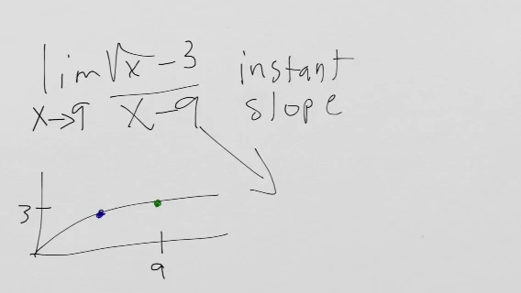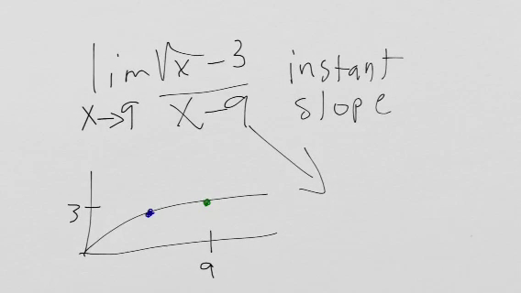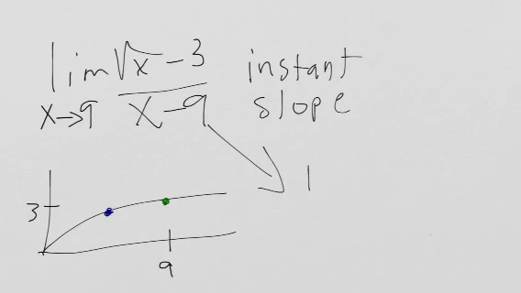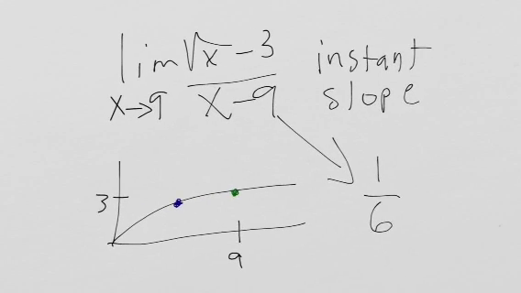We find out the answer ends up being 1 over 3 plus 3, which is 1 over 6. What that means is, at this green point, if we were able to draw a straight line that only goes through that green point, the slope of that line would be 1/6. We can approximate it by finding the average rate of change between the blue and the green point, and then moving that blue point closer and closer and closer. That's the idea of this limit.